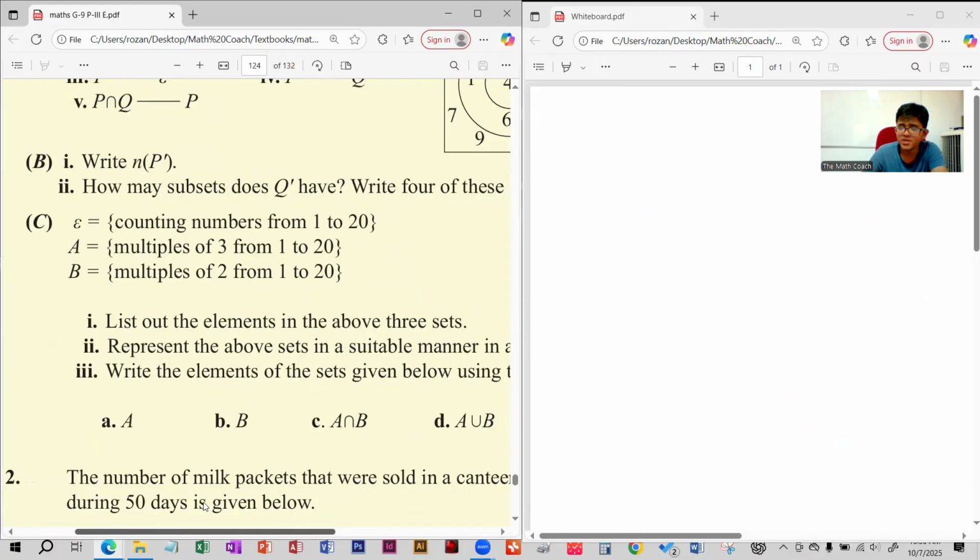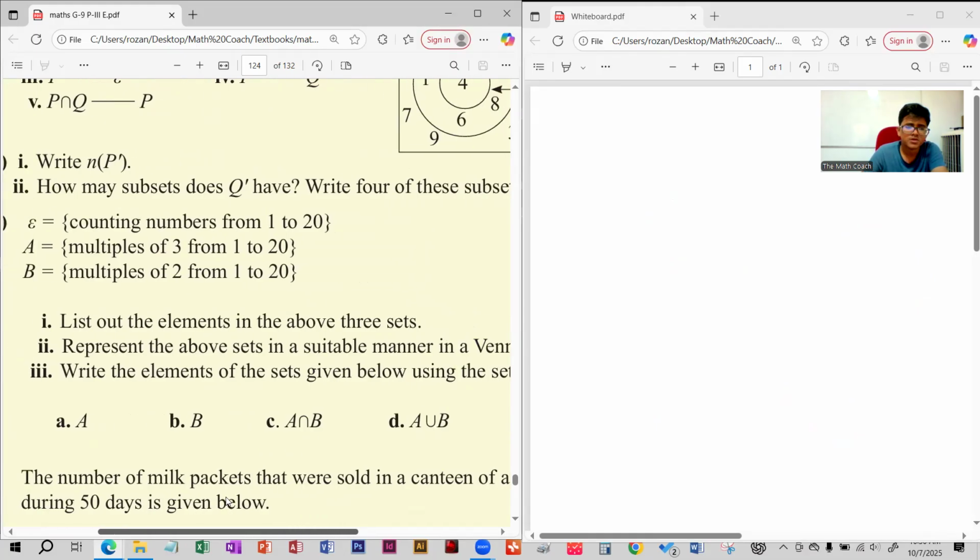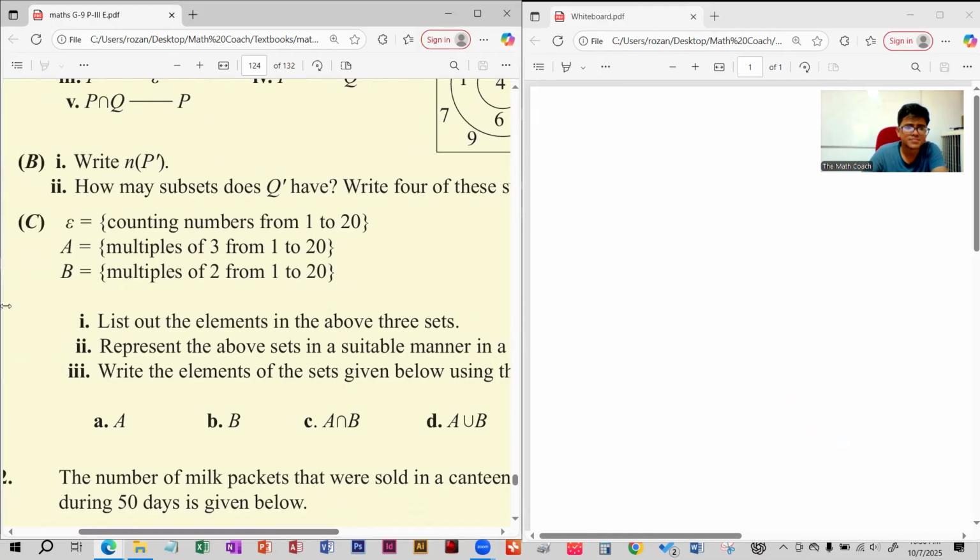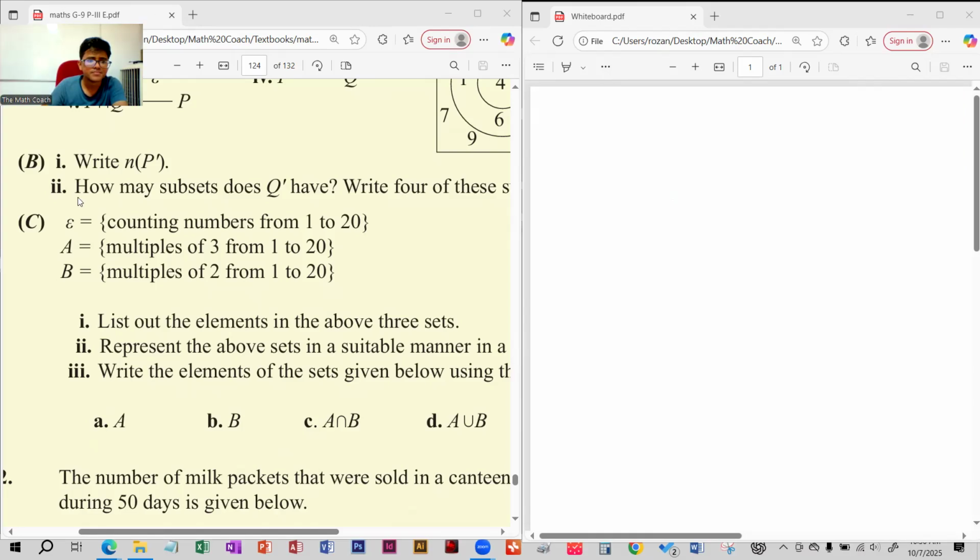But before that, first of all, let's do the first one. What are they saying? They're asking us to list out this stuff here. Wait a second, I'll just move this right here. Yeah, better. Now let's list out this stuff here. The universal set equals counting numbers from 1 to 20. We have 1, 2, 3, 4, all the way to 20.